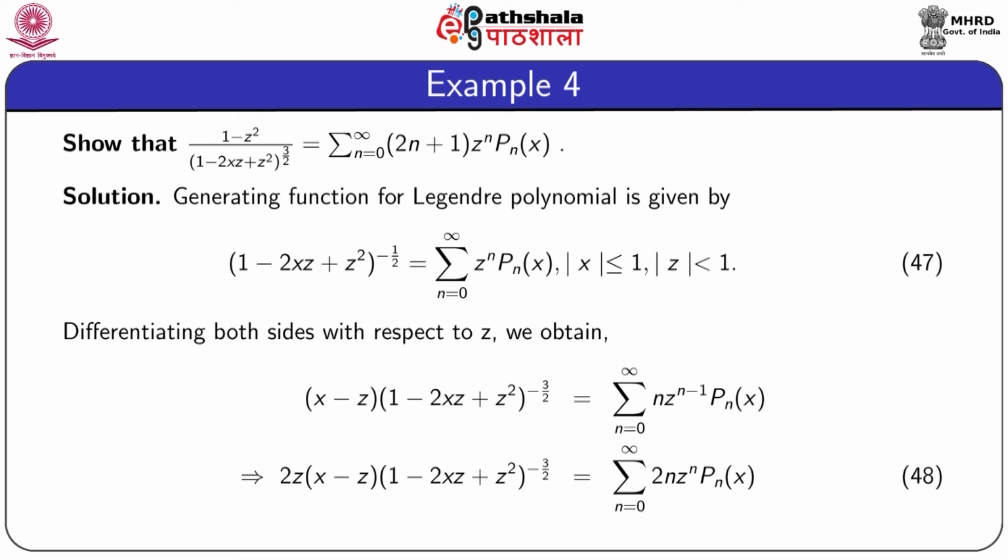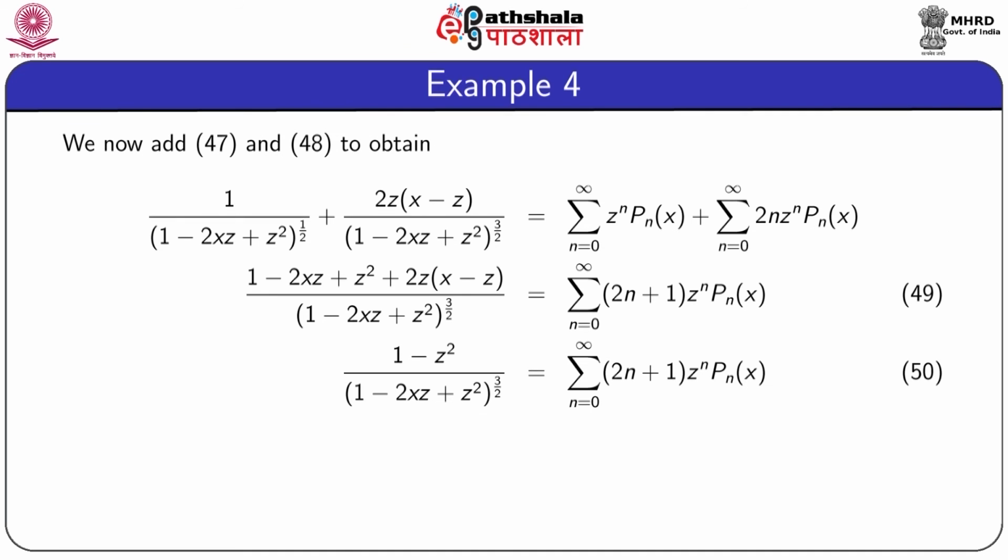We now add 50 and 51 to obtain 1 / (1 - 2xz + z^2)^(1/2) plus 2z(z - x) / (1 - 2xz + z^2)^(3/2). If you simplify this, you will be arriving at expression number 52, and further simplification will give you equation 53, which is the desired result.